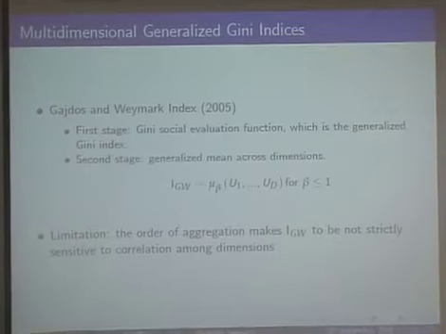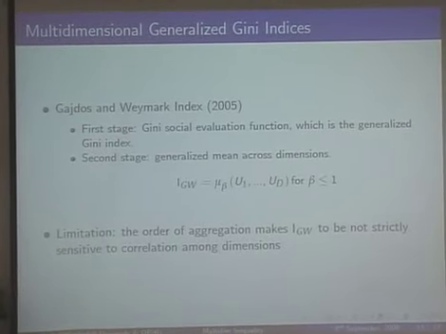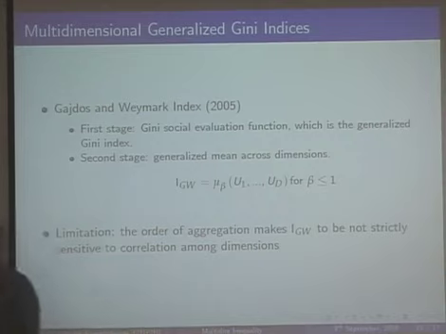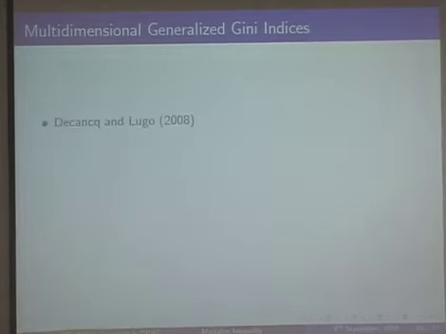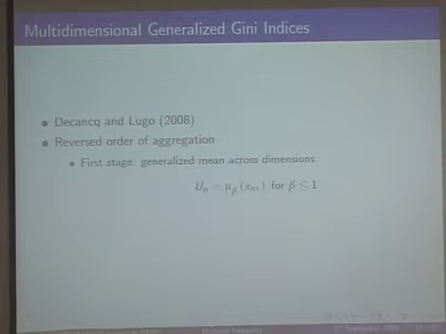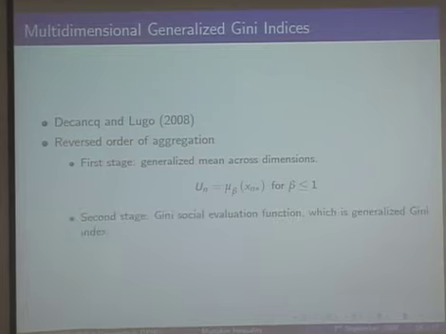The limitation, as you can see, is that it first aggregates across persons and then across dimensions. The order of aggregation makes it not strictly sensitive to correlation among dimensions. That has been pointed out recently by Descamps and Lugo. Okay? And they just reversed the order of aggregation. Definitely they had to go through lots of mathematics to prove their results, but the end product was they just switched the order. So the first stage was across dimensions for each person, using a generalized mean, and then they calculated the Gini social evaluation function. Okay, and that's their inequality index.